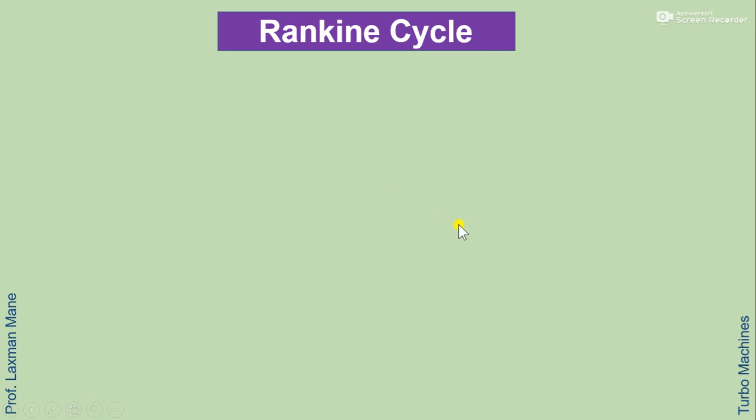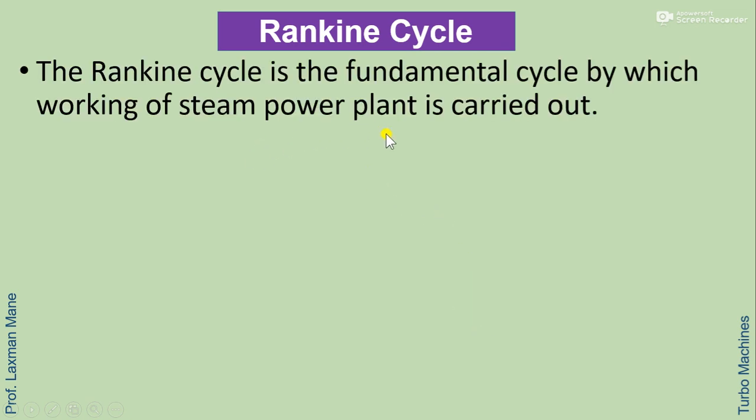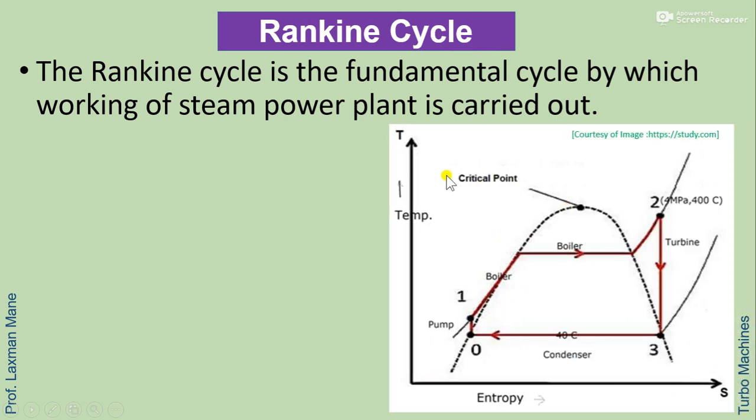Rankine cycle. The Rankine cycle is the fundamental cycle by which working of steam power plant is carried out. Here we can see a TS diagram of Rankine cycle which consists of various processes. So let us see the processes.